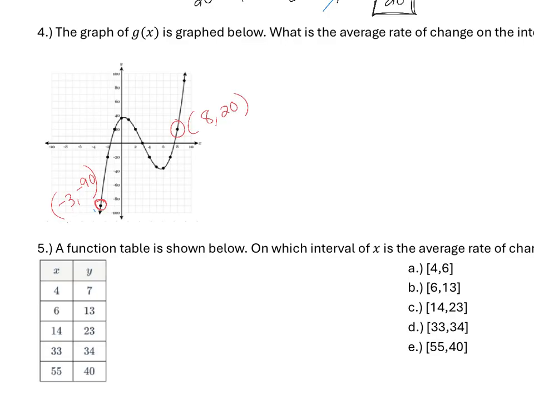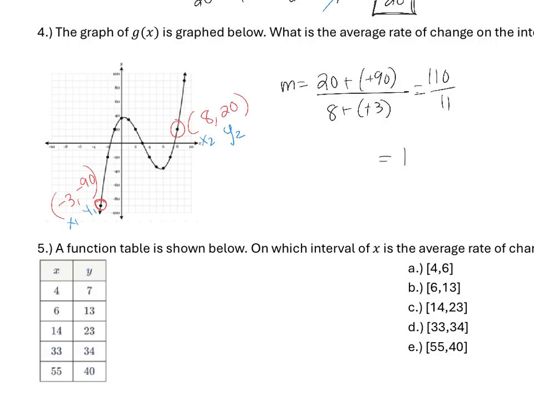So then if I label x1, y1, x2, y2, find my average rate of change. 20 minus -90 over 8 minus -3. These become plus. 110 over 11, which is just 10. Okay?